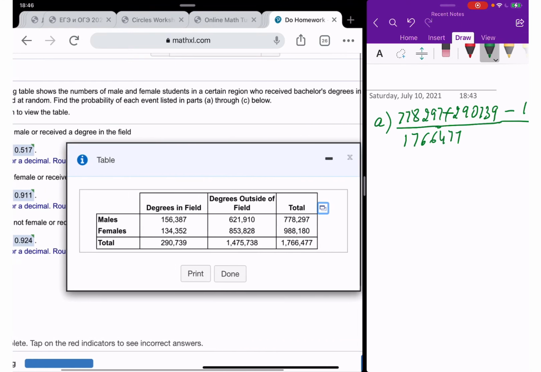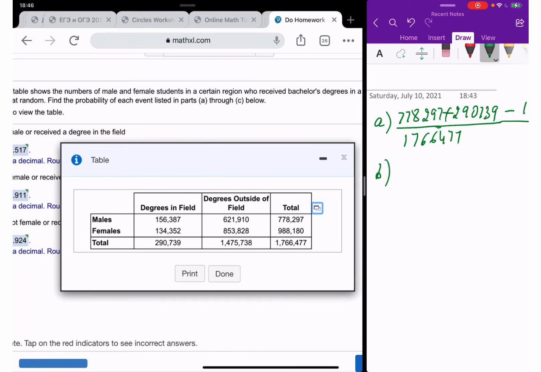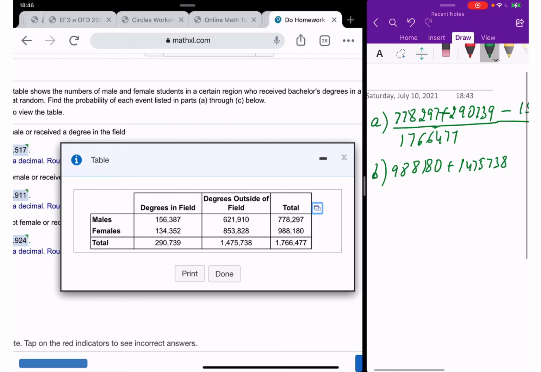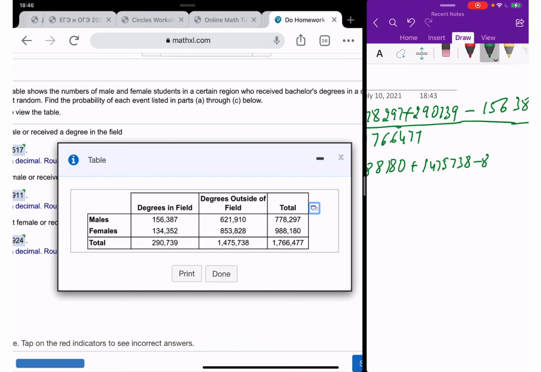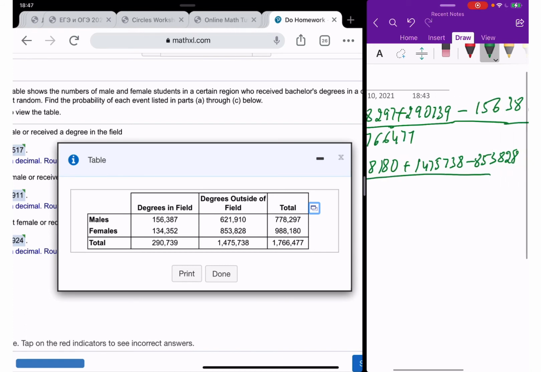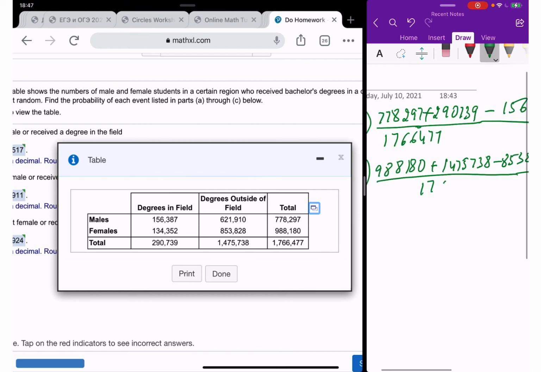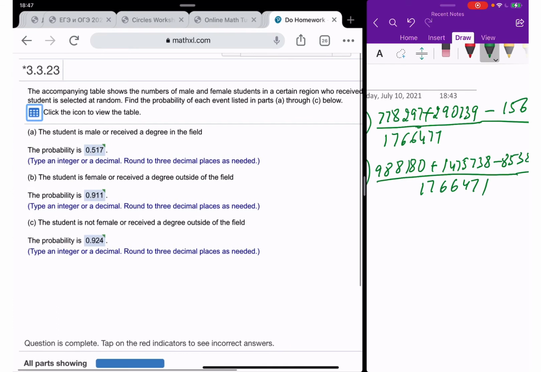So female is going to be 988 total, 180, and then outside of field, it's 1,475,738. And because there is also an intersection, female goes horizontally and degree outside comes in columns. So the intersection, 853,828, minus 853,828, and all this we are dividing by the grand total, and this is going to be 1,766,471. Okay, next question, question C.